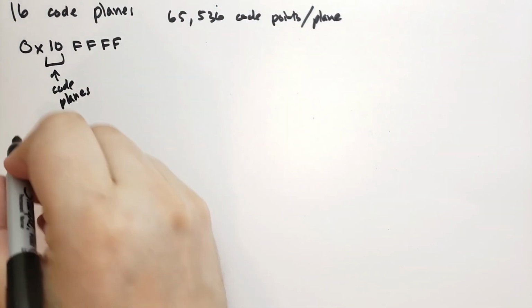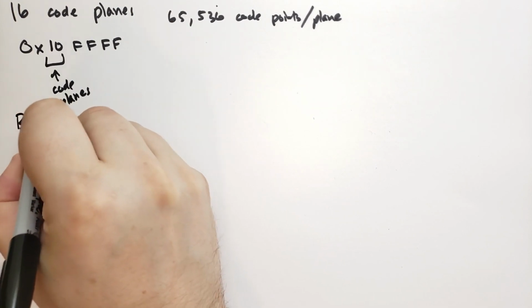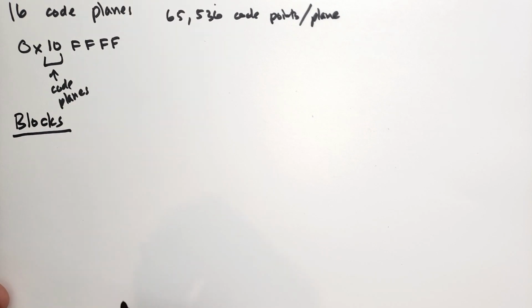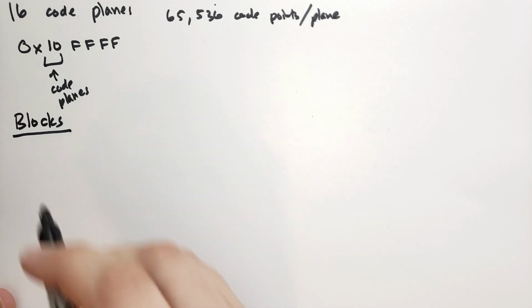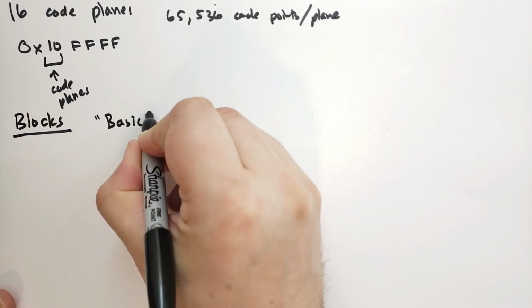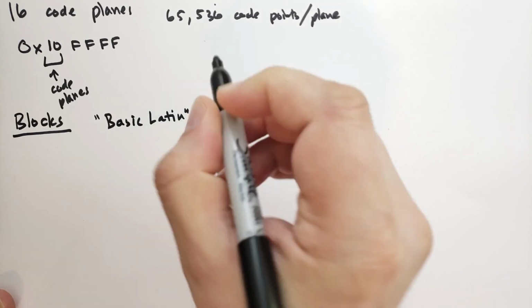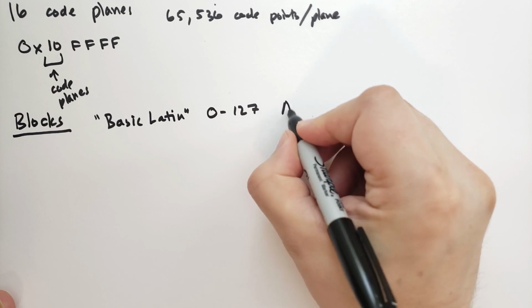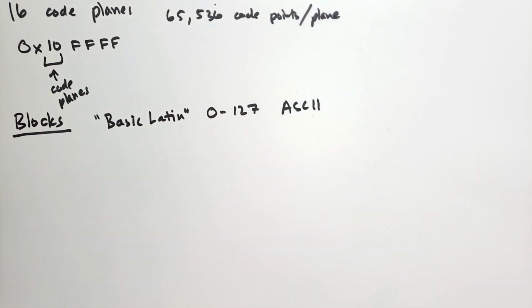We also organize them into blocks. A block is a group of code points in a continuous range. Each code point belongs to a single code block. If it's not a named code block, then we would call it the no block block. And code blocks do not overlap. And code blocks have a name. For instance, one of the code blocks name is basic Latin. And this covers the characters between 0 and 127, which is also known as ASCII. Okay.